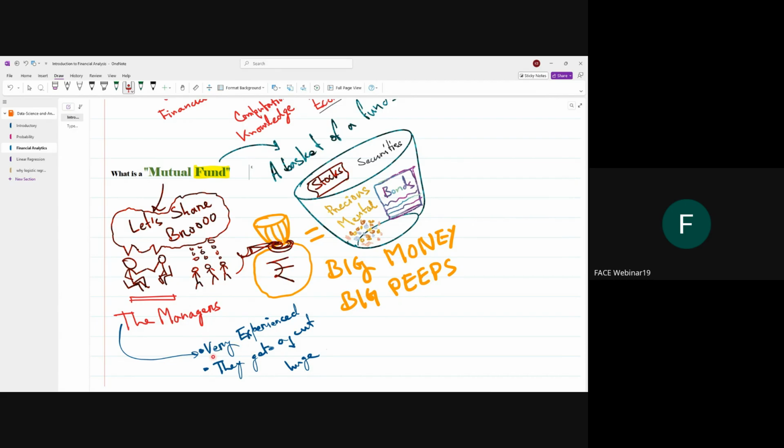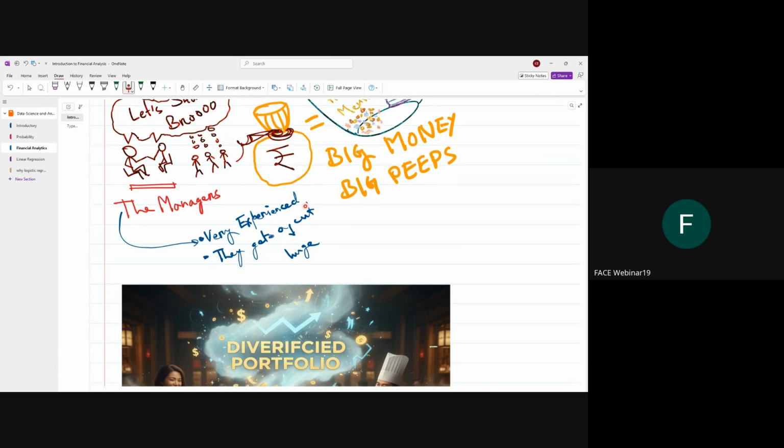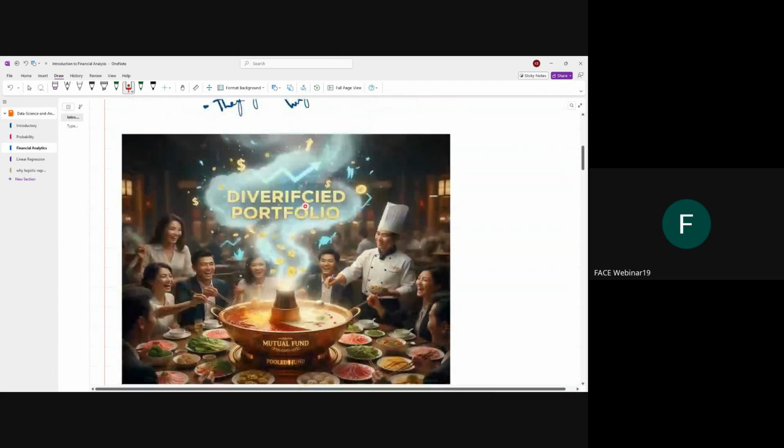As I mentioned, they are very experienced and they get a huge cut. So that's their advantage. Why would the manager take care of your investments, your assets and everything? Because they get a cut, and also they get a salary.